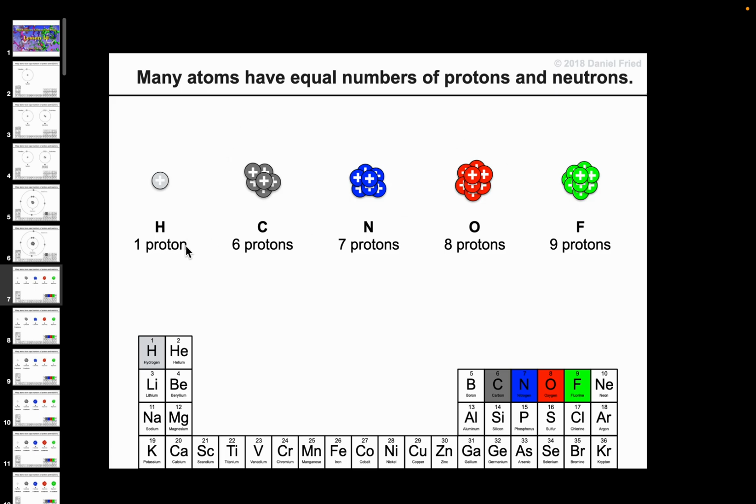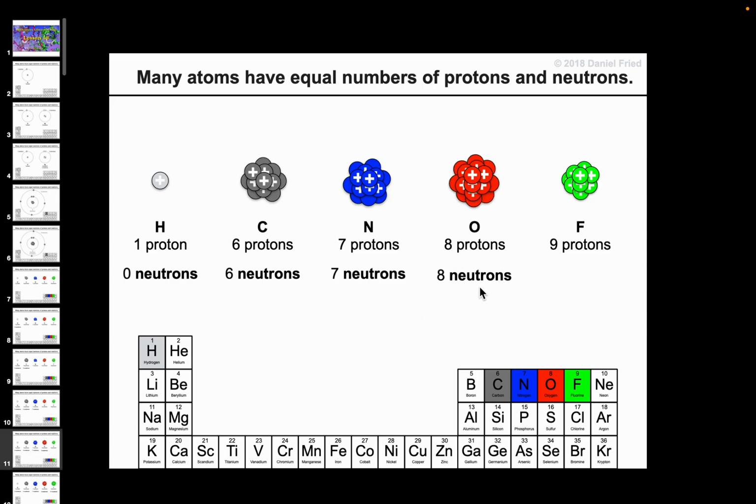So hydrogen has 1 proton, 0 neutrons. Hydrogen is the simplest atom. It's the only atom without neutrons, and that's the reason why it's very light. We'll talk about isotopes later in episode 22 as well. 6 protons, 6 neutrons. 7 protons, 7 neutrons. 8 protons, 8 neutrons. But 9 protons, 10 neutrons.